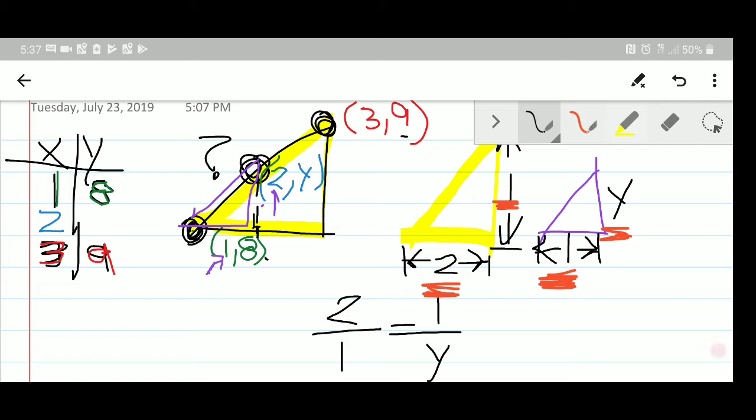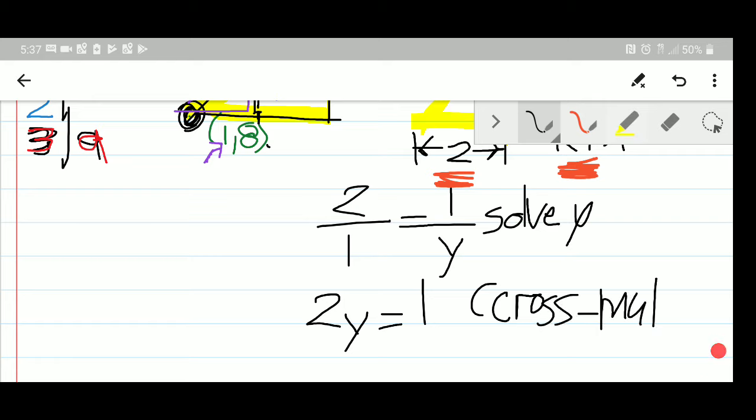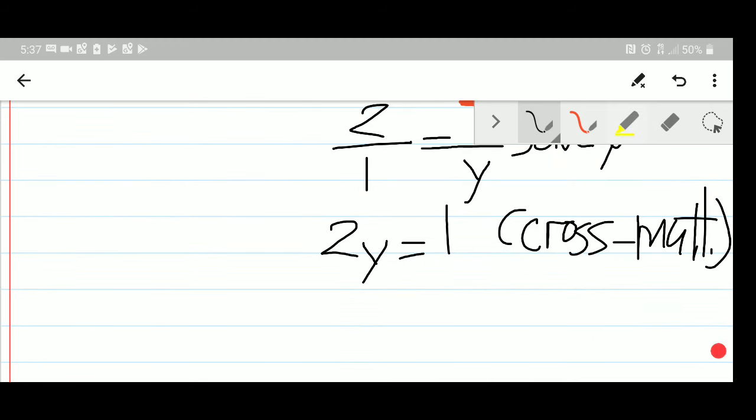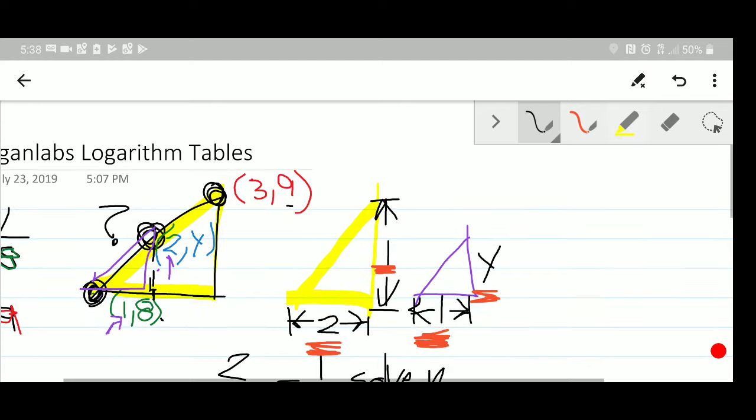And now you solve for y. You get 2y equals 1. You cross multiply. This is just basic algebra stuff. Cross multiply, and then you divide both sides by 2. y is 1/2. Okay, y is 1/2.